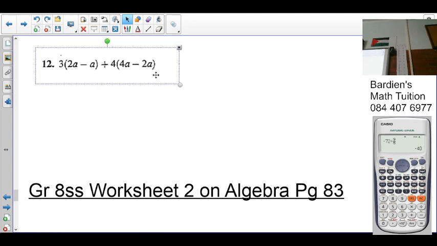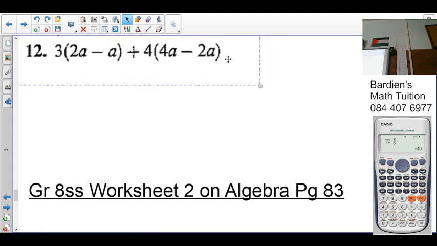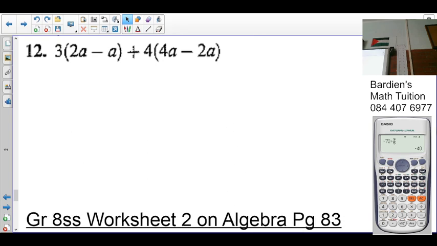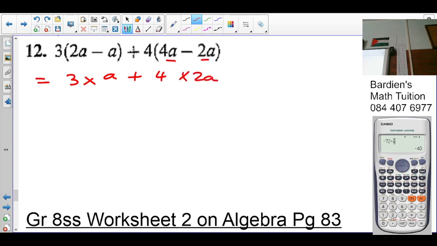Number 12. Are they like or unlike inside the bracket? Like. Okay. So it's 3 times what is 2a minus 1a? a. Plus 4a minus 2a, 2a. The multiplication before addition. So 3 times a plus 4 times 2a. 3a plus 8a.